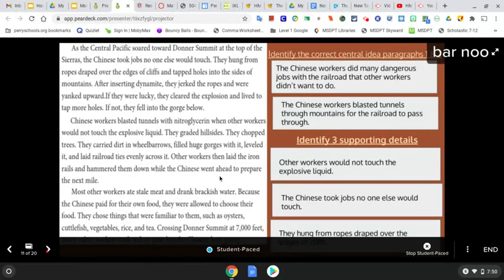Being trying to be clear from an explosion. That's a dangerous job. That all supports that central idea. Okay, so that's what we're going to be doing today.